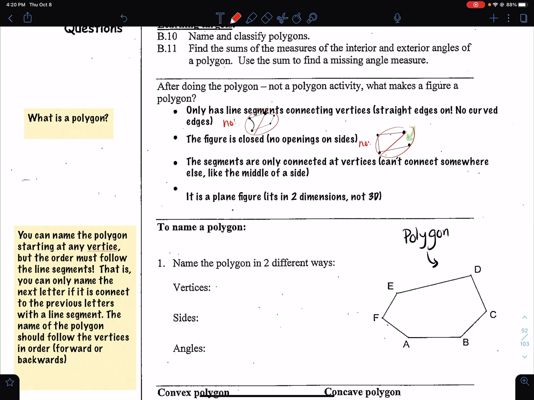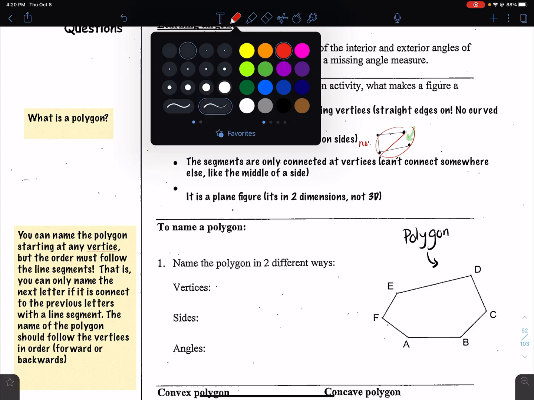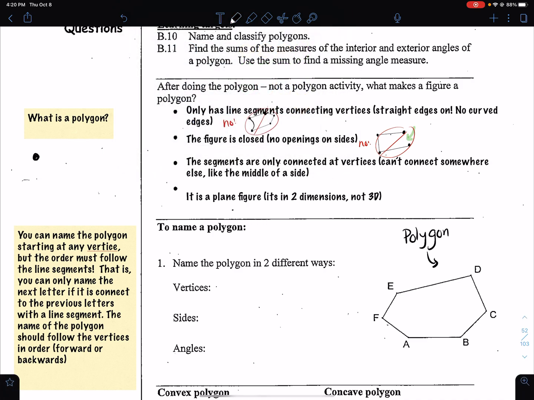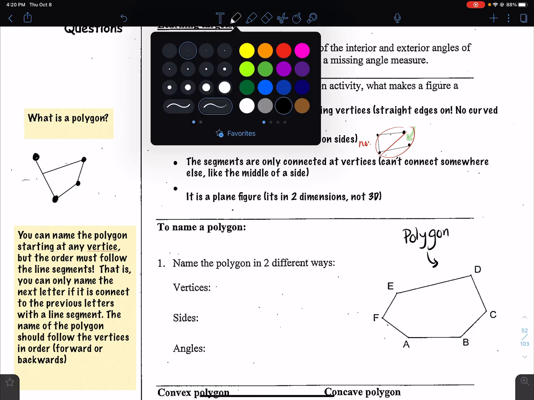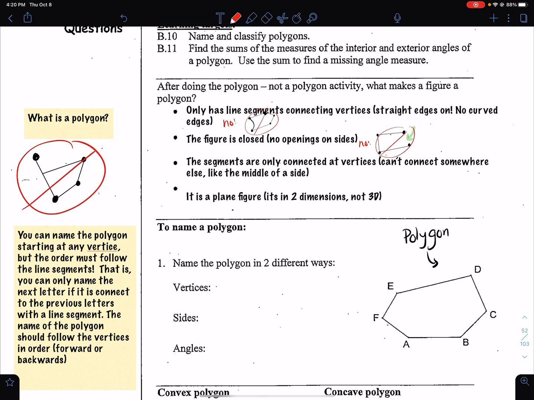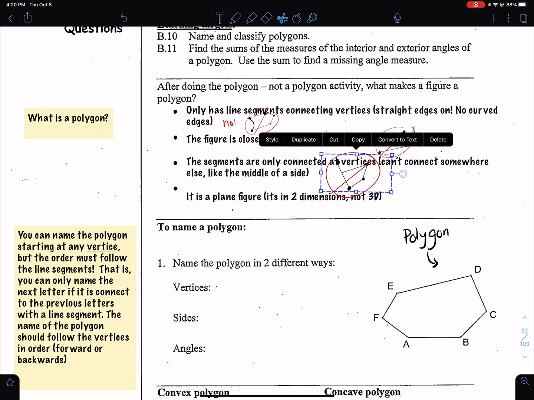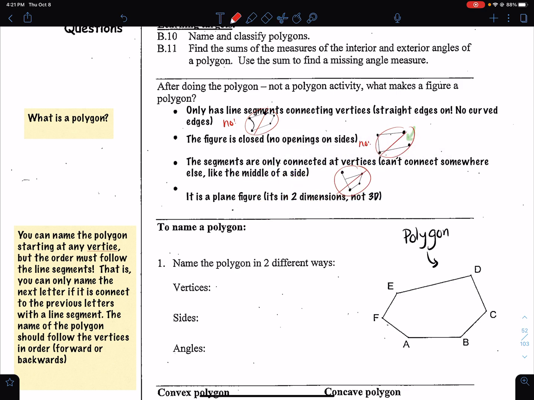The next one, the segments can only be connected at vertices, meaning we know we have to use straight lines. So again, I'm just making 4 random dots. I have to use a straight line from here to there, from here to there, and from here to there. What we're saying is I can't take a straight line and connect it to the middle of a side or over here. I have to connect it to one of the vertices. So if I do something like this, that would not be a polygon because there's a line segment that doesn't meet at a vertex.